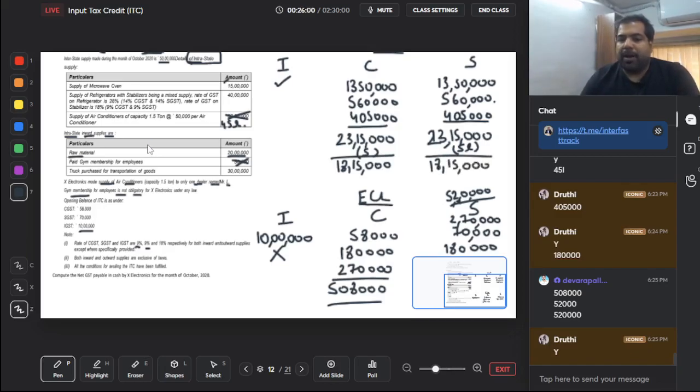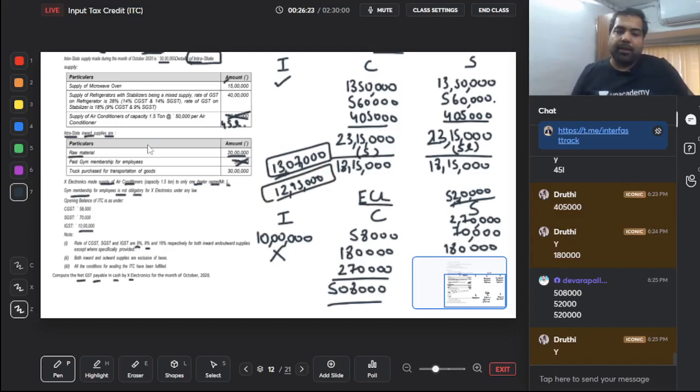Now you pay, and the balance, guys, 18 lakh 15 minus 5 lakh 8. That is 13 lakh 7 will have to be paid here in cash. And 18 lakh 15 minus 5 lakh 20. So 12 lakh 95 will have to be paid in SGST in cash. So this is compute the net GST payable in cash by the electronics company.